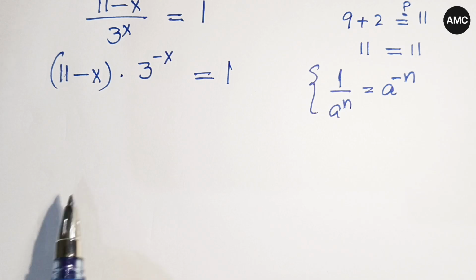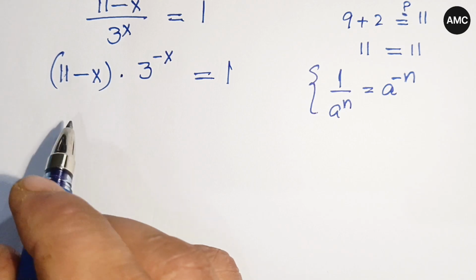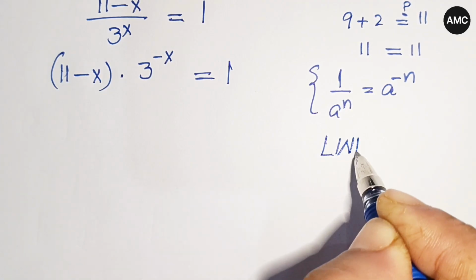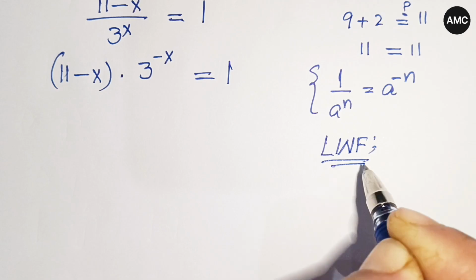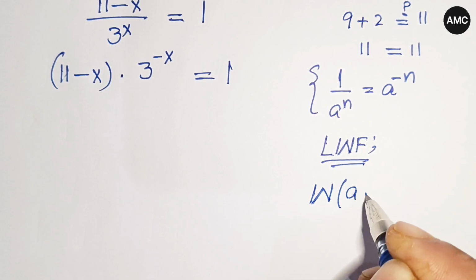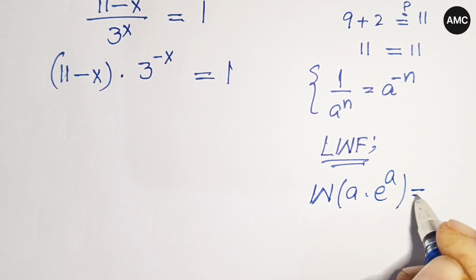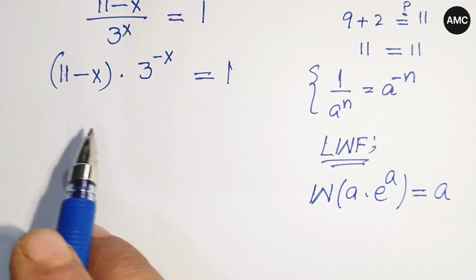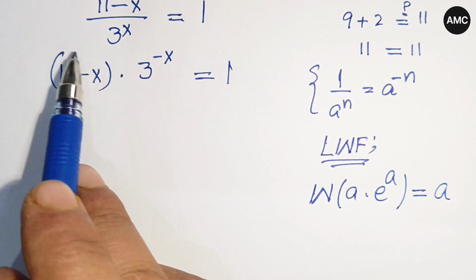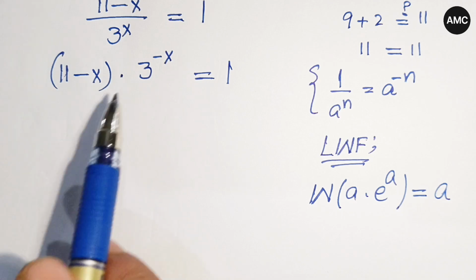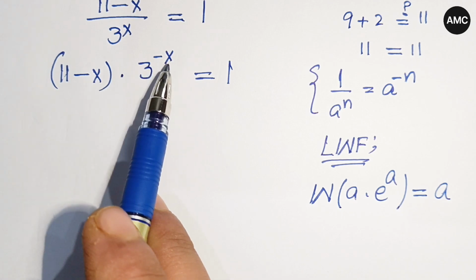Now we have to use a very nice function of mathematics, that is the Lambert W function. We know that the Lambert W function is given by: W of a times e to the power a is equal to a. So here we have the value 11 minus x, and its exponent should be the same. Here we have minus x, but there is no 11.